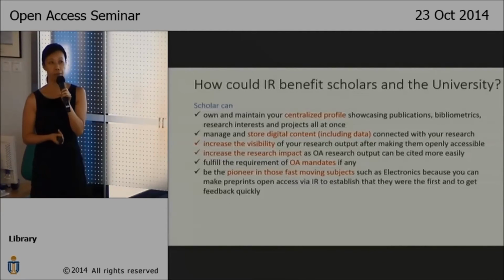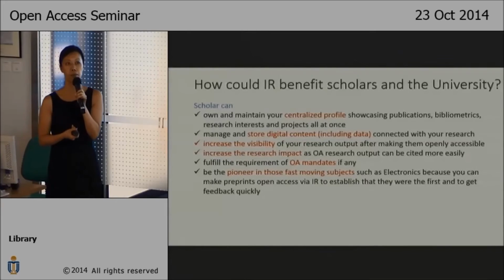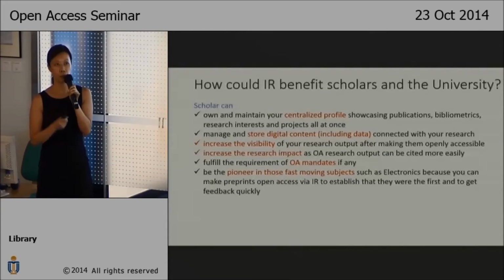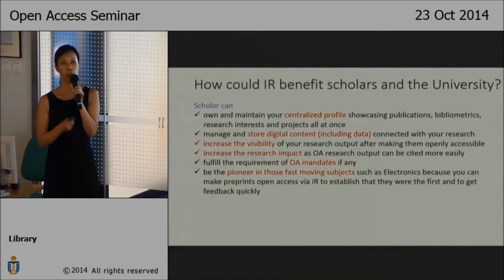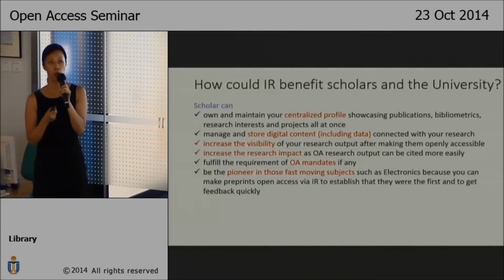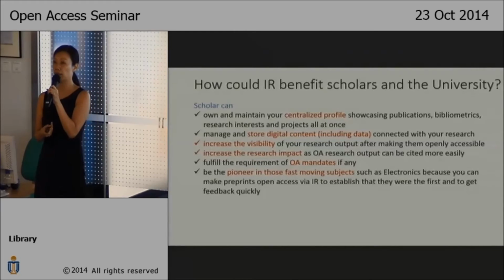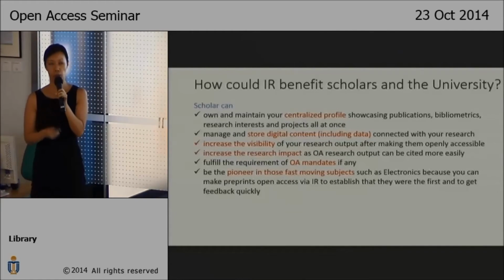And finally, you can be the pioneer in some fast-moving subjects. As Professor Wong said, time is very important. If you can publish your work as soon as possible, you can make the preprint open access via the IR to establish that you are the first one to discover this, and then you can get feedback quickly. So it's one of the benefits.